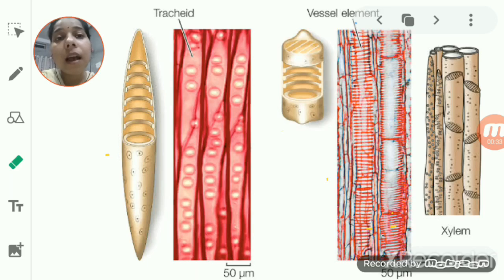The vessels as well as the tracheids both have lignin on their surface, and a lumen is present in them. The function of the xylem is conduction. Xylem parenchyma is also present in the xylem, and it is the only living cell among the xylem elements, while all the other three, including the xylem vessels and the tracheids, are dead cells.